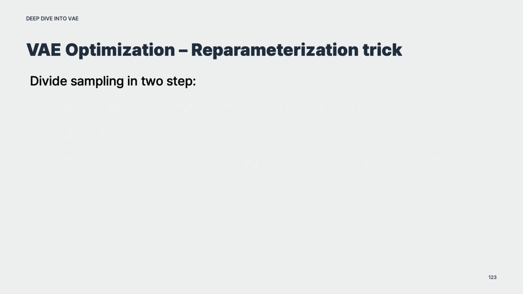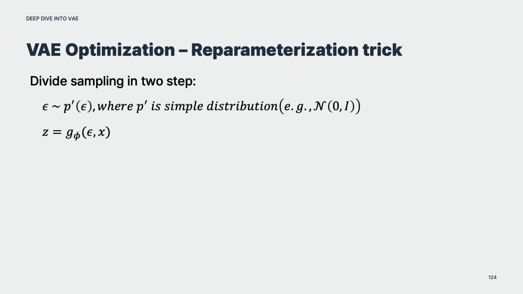Instead of using the log derivative trick, VAE enables differentiation by splitting the sampling process into two steps, a technique known as the reparameterization trick. The idea is simple. First, sample an epsilon from a simple distribution such as a standard normal Gaussian. Then use this epsilon to construct the latent variable z.